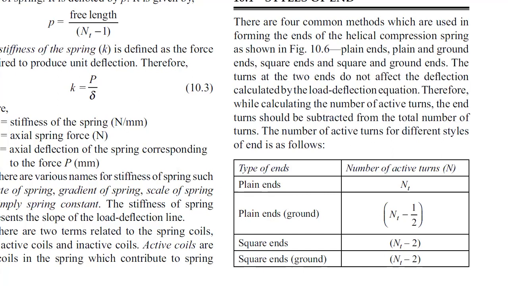The turns at the two ends do not affect the deflection calculated by the load deflection equation. Therefore, while calculating the number of active turns, the end turns should be subtracted from the total number of turns, and you will get the number of active turns for the different types of end. So it is a very important part which is required for the design. What we require is the number of active turns at the time of design. So according to the different types of end, we have different numbers of active turns, which is denoted by N.